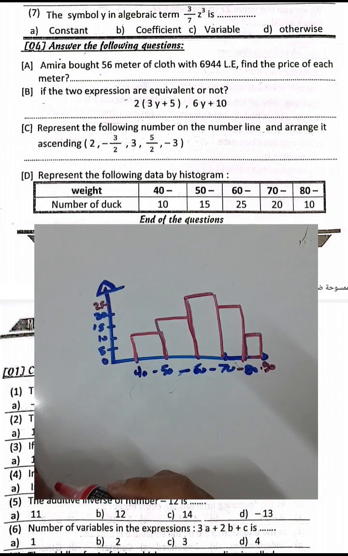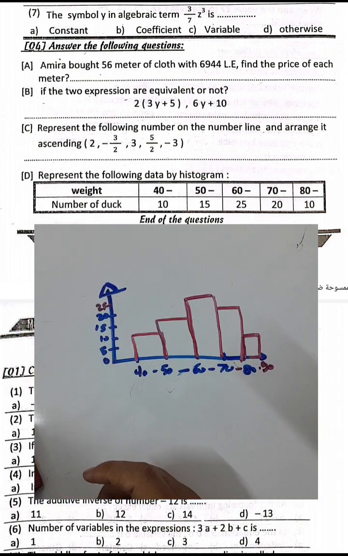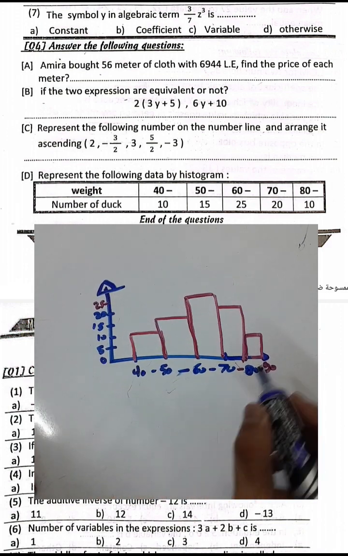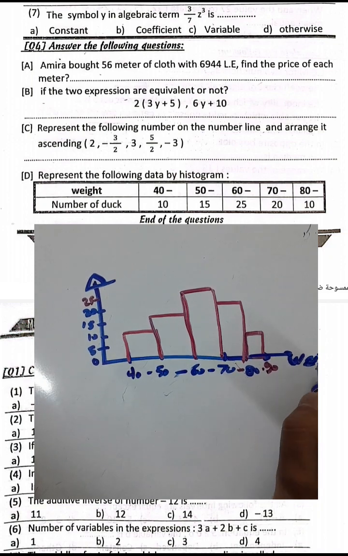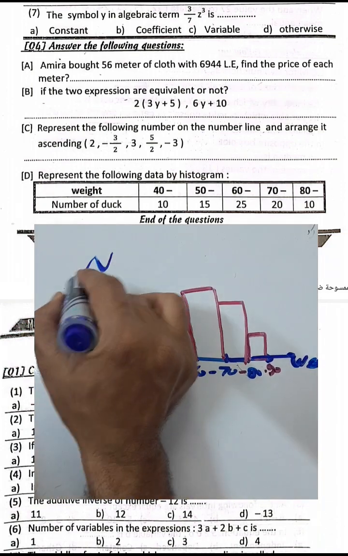The histogram. The horizontal axis here represents the width, and the vertical axis here represents the number of students.